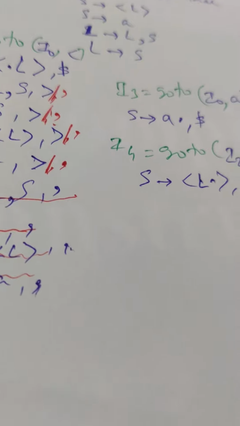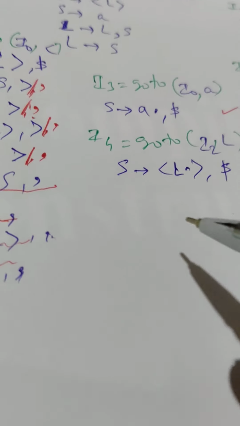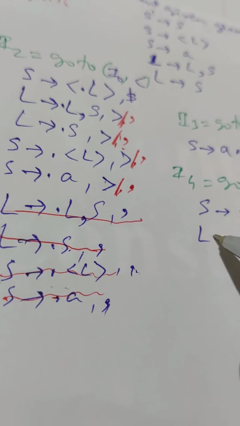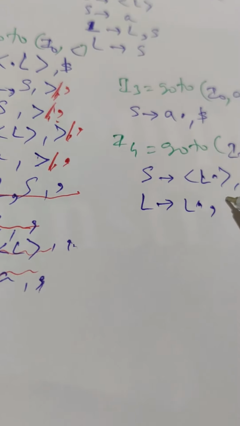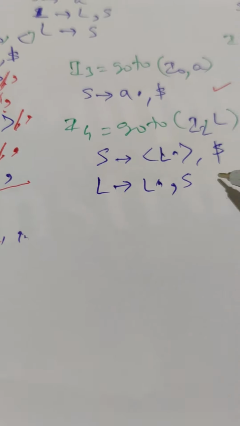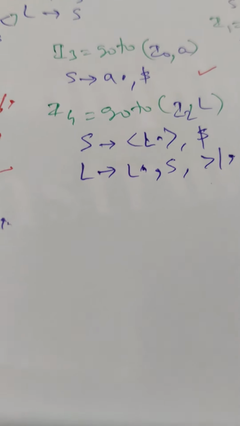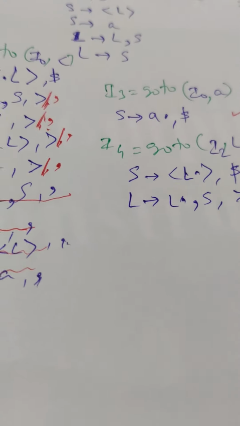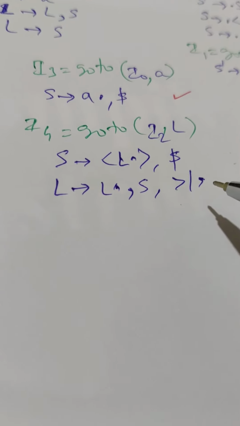Okay. Now we got dot greater than here. Now we got one more dot L here. Don't forget that. So let's cover this as well. So it's L goes to L dot comma S, and then we got here greater than and comma. So the lookahead you copy: greater than or comma. Okay. So in I0, I2 comma L, we got here these lookaheads.